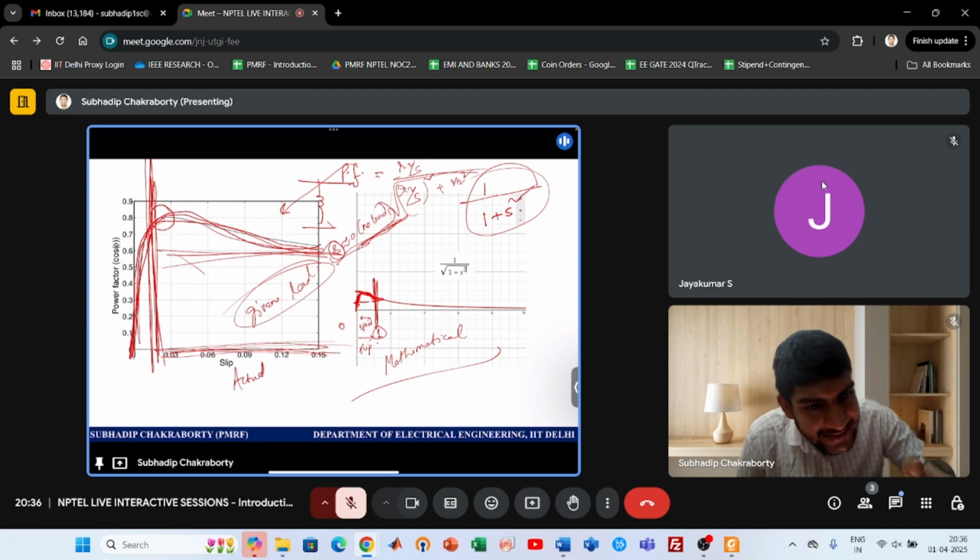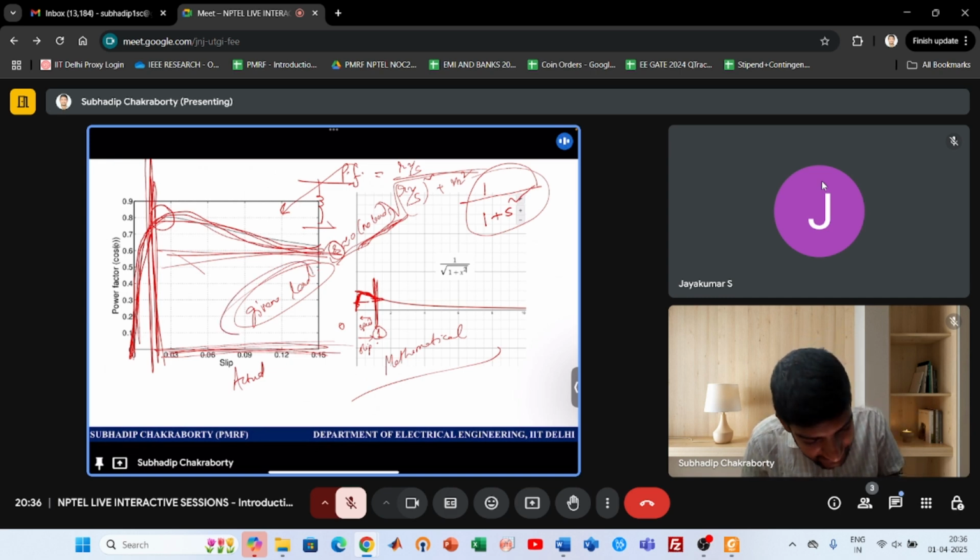At no load, there was reactive power, Vm square by Xm. At full load, also the same reactive power, but active power increased. But slip did not change. Since you maintained the same slip, your power factor will be improved.